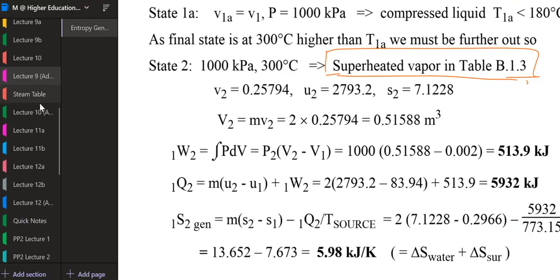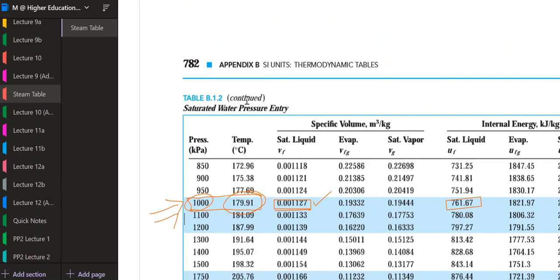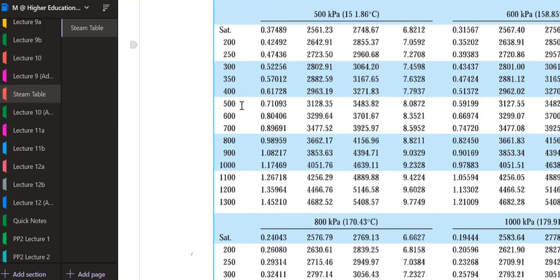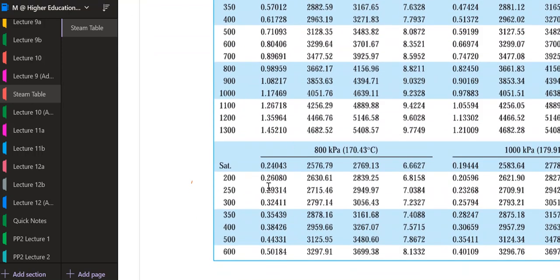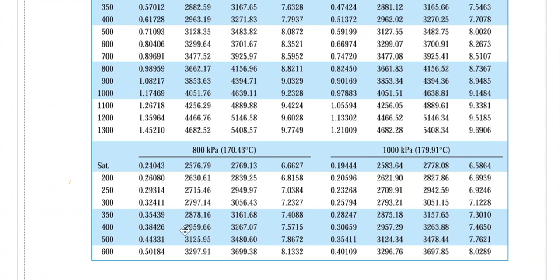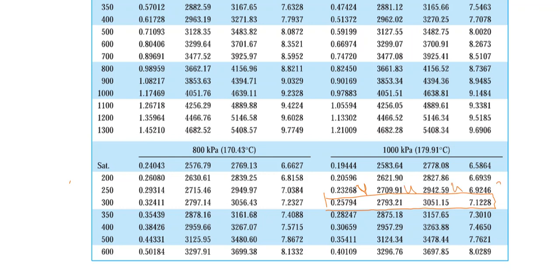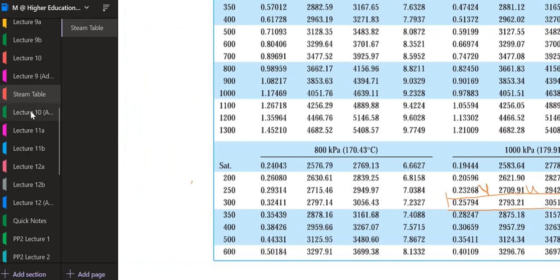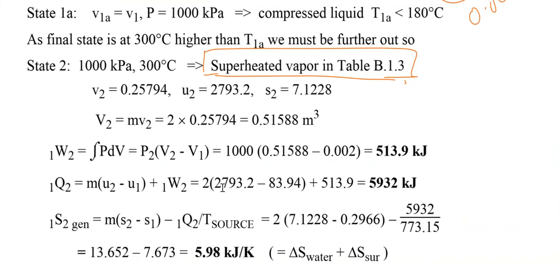Let me go to the steam table again, to B13, the superheated region, where the pressure is 1000 kilopascal and the temperature is 300 degrees centigrade. At this point we have the volume, the internal energy, the enthalpy, and the entropy. So I'm just copying these values over here: for V2 we have the volume, the internal energy, and the entropy. The volume V2 would be the mass multiplied by this specific volume, and the total volume would be over here.